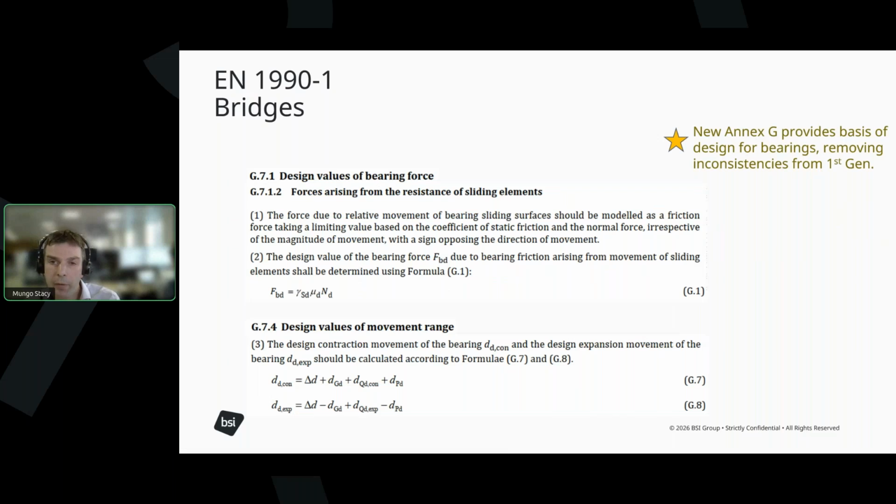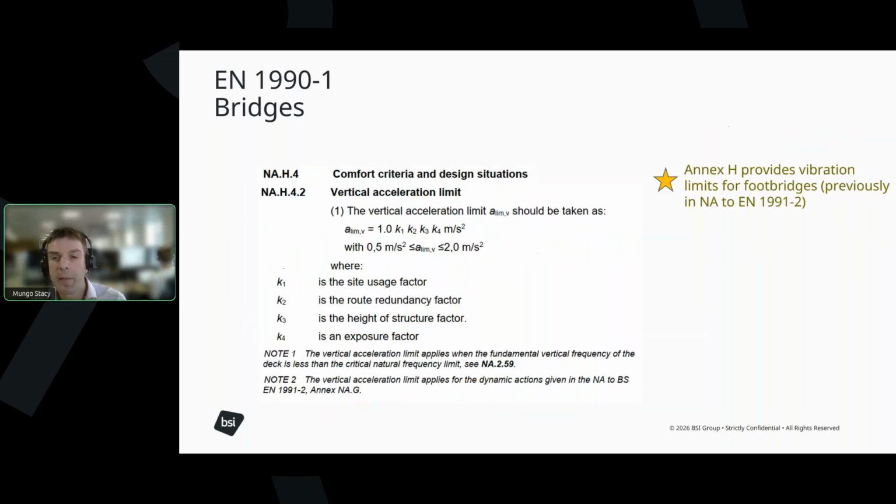We have some new content for bridges, particularly in Annex G, which gives a basis of design for bearings. And this was one of the bugbears of first generation Eurocodes, that it was very unclear what you were meant to do for bearing frictional and elastomeric forces and what you were meant to do for the design movement ranges. Those are now clarified in this Annex G for bearings.